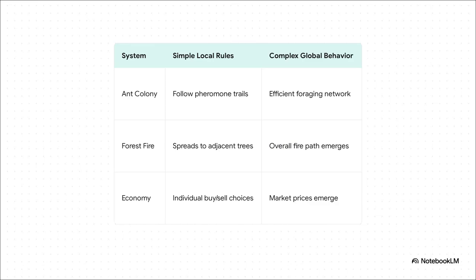And this recursion leads to a truly beautiful phenomenon called emergence. You see, an individual ant isn't a genius, right? It just follows a couple of super simple local rules, like follow that pheromone trail. But from all those simple individual actions, a highly intelligent, super efficient foraging network for the entire colony just emerges. There's no boss ant giving orders. The complex global behavior is an emergent property of the system itself. And you see this same thing in everything from a forest fire to our entire global economy.